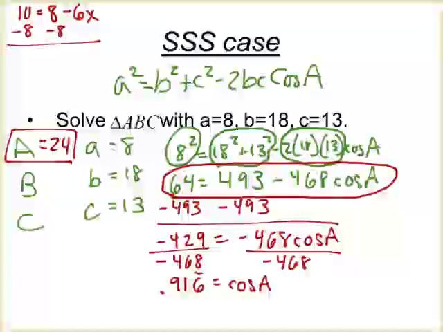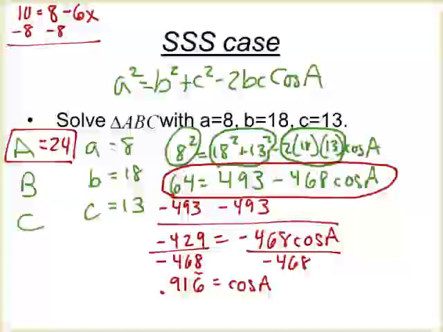So now at this point in the question, yes? Couldn't we have subtracted the 64 to the other side and added 468 cosine of A to the other side? That would work. It's 2 steps instead of just 1 step, but it would work. Okay.